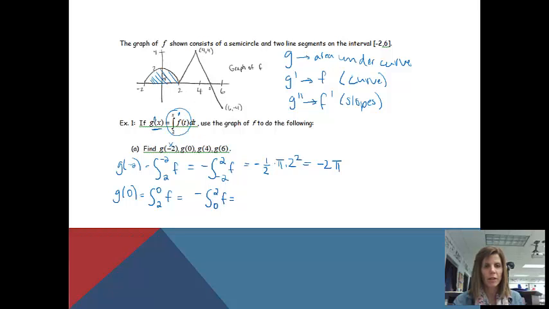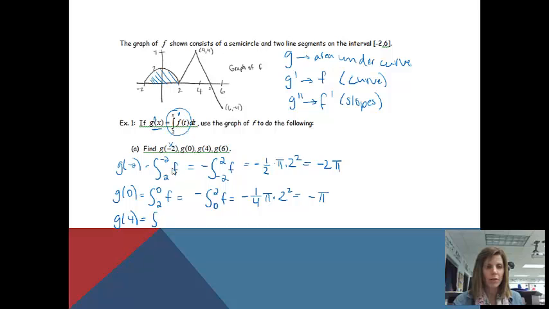Okay, so when I go from 0 to 2, I notice this time it's just a quarter circle, and I'm going to put that negative out front just from this part of the problem, so 1/4 pi, the radius is still 2, and when I work that out, I'll get -pi. Okay, the next one is g of 4.